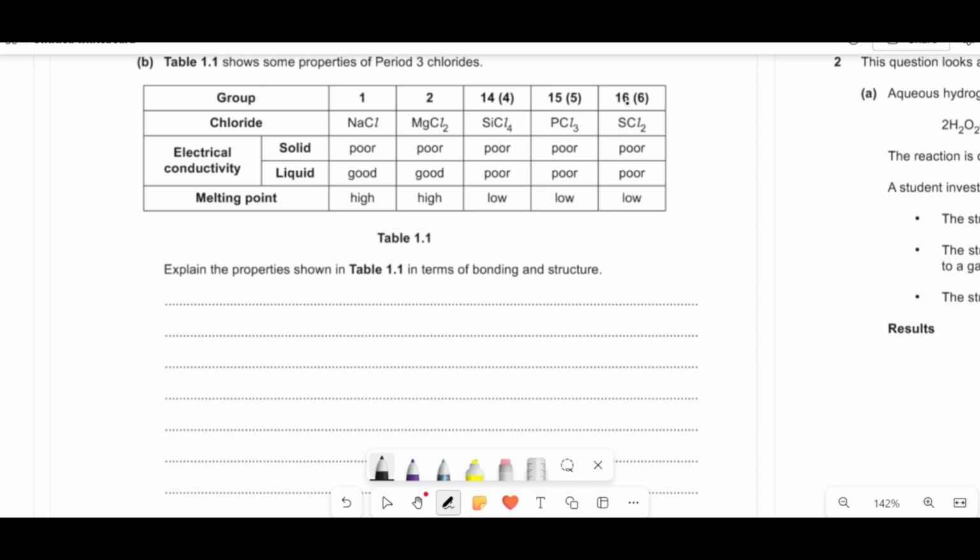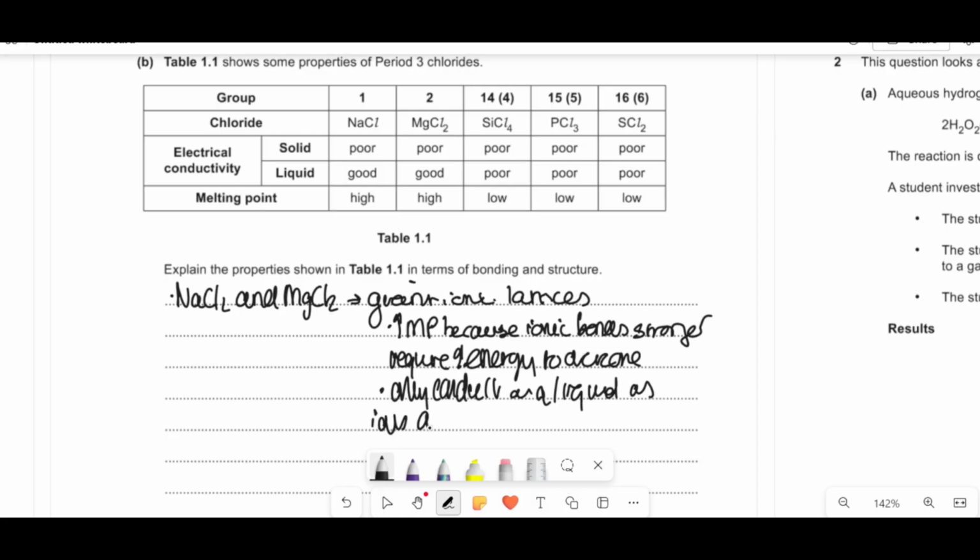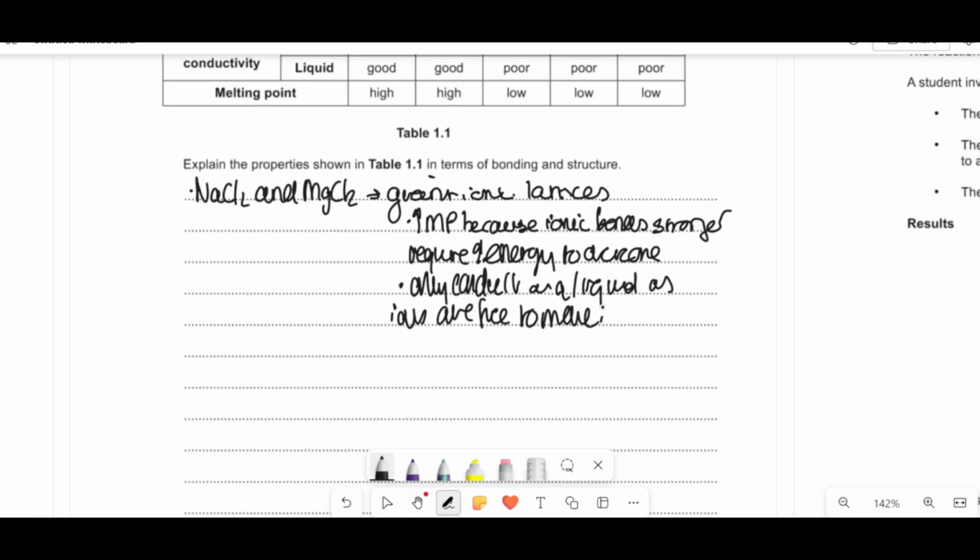So if we have a look at NaCl and MgCl2 together, because they share similar properties, they have giant ionic lattices, right? So then we need to explain their properties. They'll have a high melting point because we're breaking those ionic bonds, which require a lot of energy to overcome. So they have a high melting point because ionic bonds are strong and require more energy to overcome. And then they can only conduct as a liquid because the ions are free to move. They cannot as a solid. You cannot say that they are transferring electrons. They're not. They're actually carrying the charges themselves.